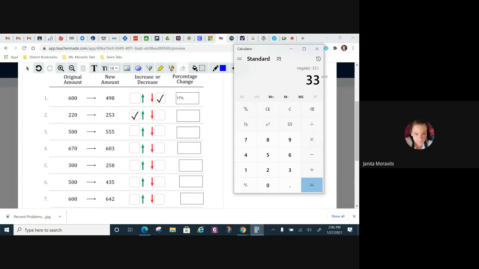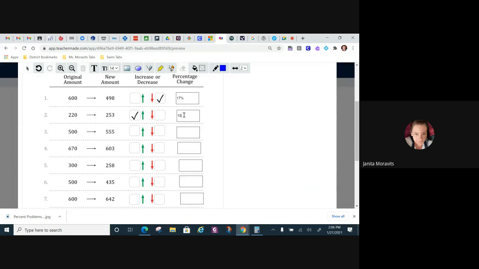Now remember, we take our amount of change, which was 33, and then we divide by our original number. So let's say divided by 220. That gives 0.15. All right, we have to change that decimal to a percent. So we go 1, 2. So that's going to be 15%.